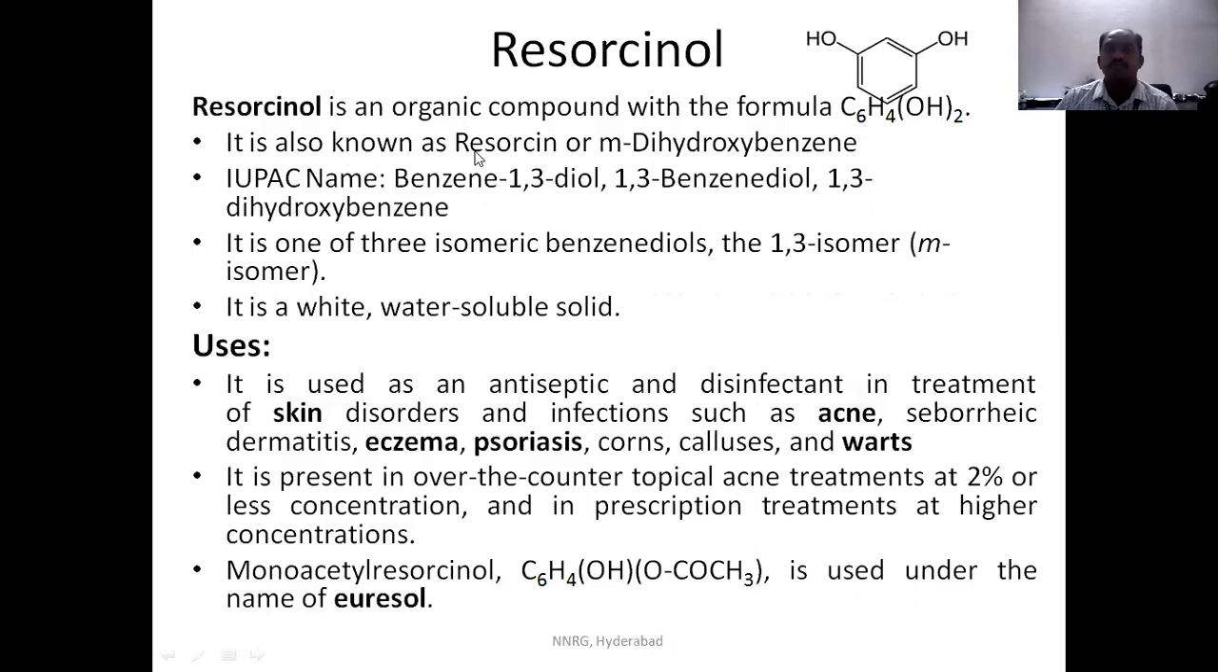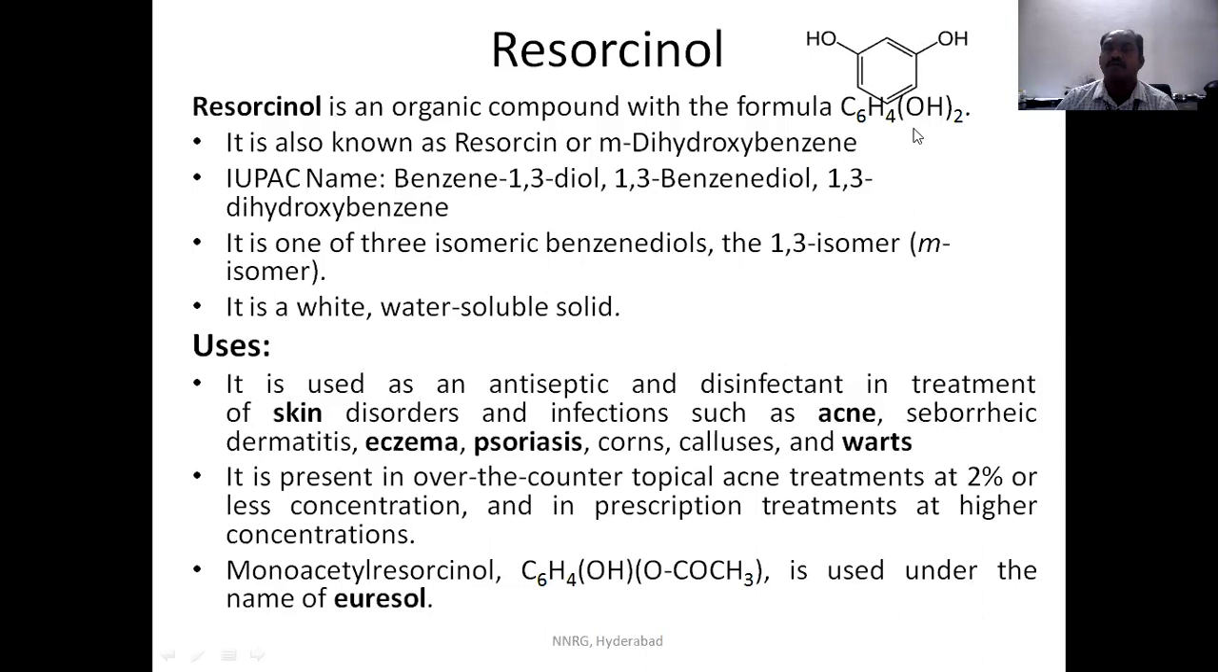It is also called resorcin or meta-dihydroxybenzene. The IUPAC name of this is benzene-1,3-diol, or 1,3-dihydroxybenzene. These are all names that can be used for this one of the three isomers. We know that in disubstitution there is a possibility of three isomers: catechol, resorcinol, and quinone.